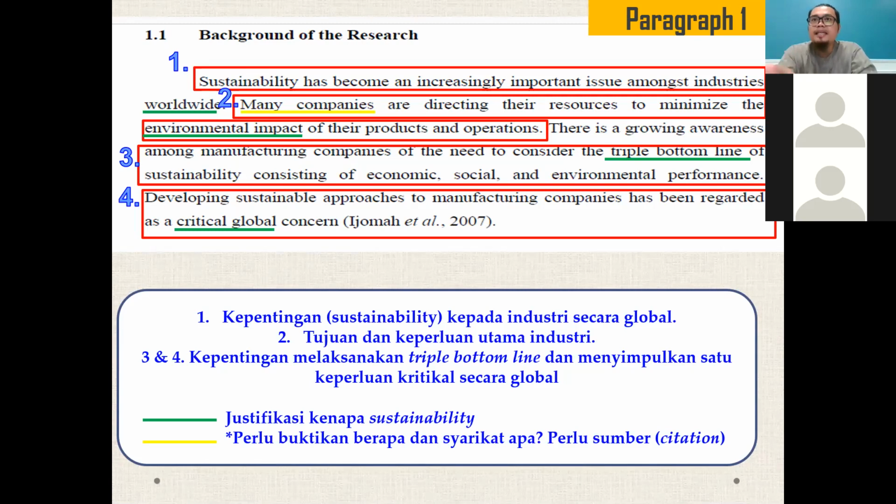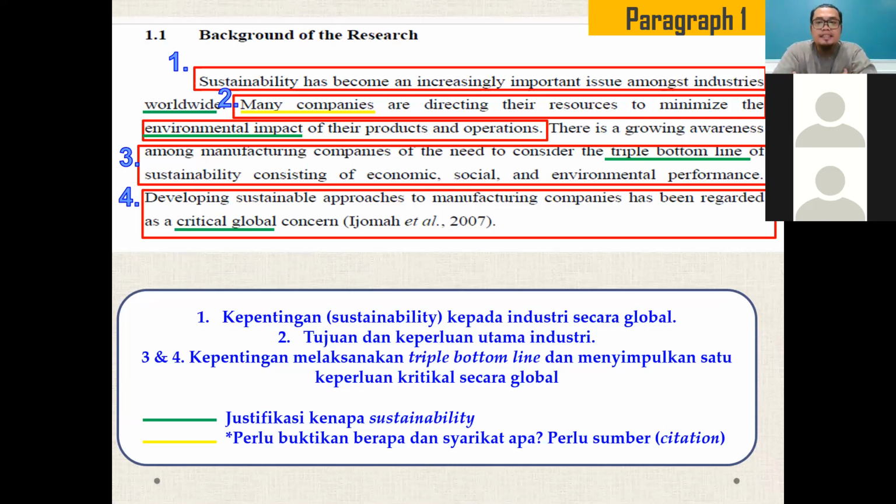Okay, triple bottom line meaning that 3 factors, 3 elements, the critical element. Okay, the basic element that we call that triple bottom line. Okay, developing sustainable approach to manufacturing company has been regarded a critical global. Okay, from these 4 sentences, the first sentence, they want to highlight in terms of worldwide how this sustainability is really important in the worldwide agenda. That's the first sentence, the first point.